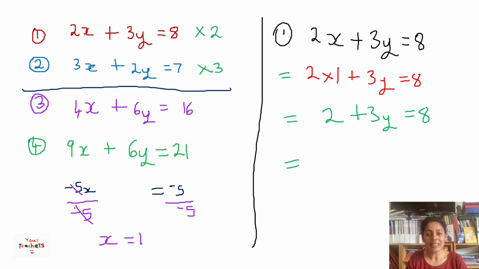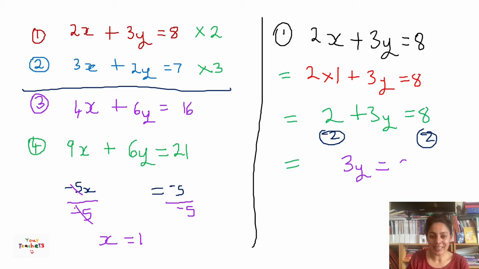What happens next is we've got 2 plus 3y. So now I'm going to subtract 2 from here. Now I can do it like this. I'm going to take away 2 on this side, and I'm going to take away 2 on this side, which gives me now my new set, because 2 take away 2 is going to give me nothing. So now, lovely jubbly, I've got 3y on its own equals 8 take away 2 is 6.